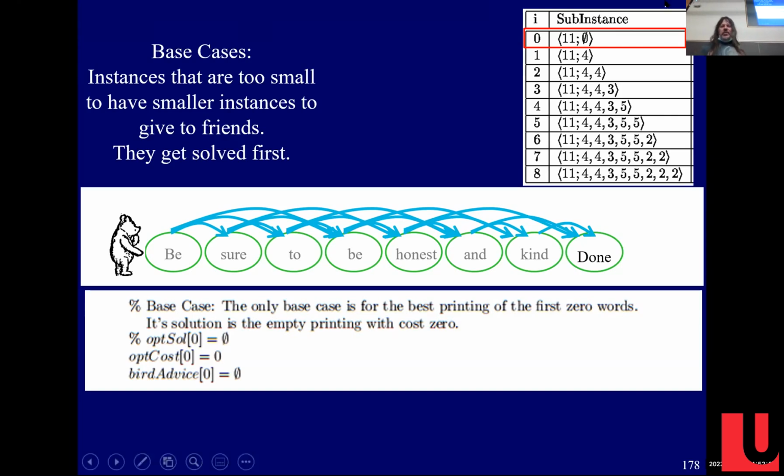So what is the base case? It's when we have no words, 0 words. Here it is. How do you print the best 0 words? Well, it's going to have 0 lines, cost 0. I don't know, the bird's advice is whatever you want. We're done.